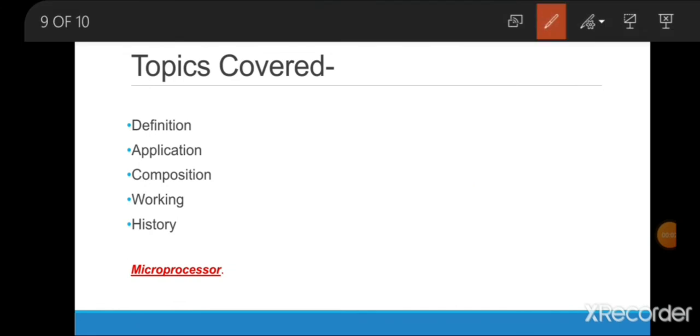So far we have covered the above mentioned topics: definition of a microprocessor, application of the microprocessor, its composition, working of the microprocessor, and at last we also have covered the history of the microprocessor.